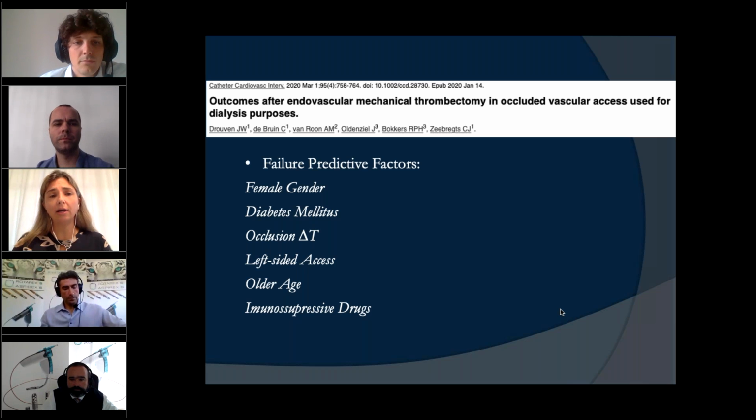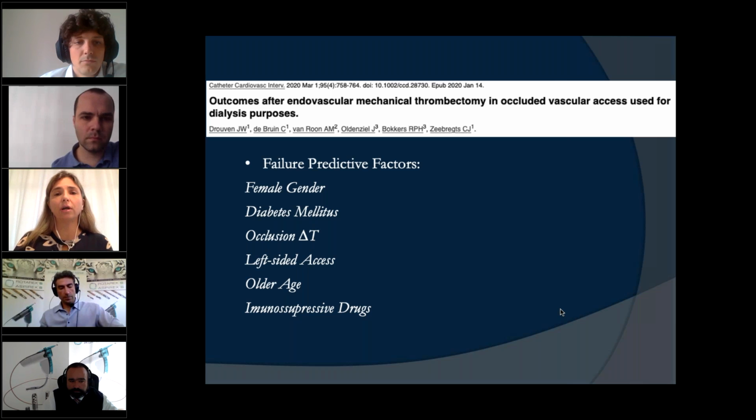So this is a review in the literature in which the failure predictive factors were similar to the ones before: female gender, diabetes, longer occlusion time, left-sided access, older age, and usage of immunosuppressive drugs.